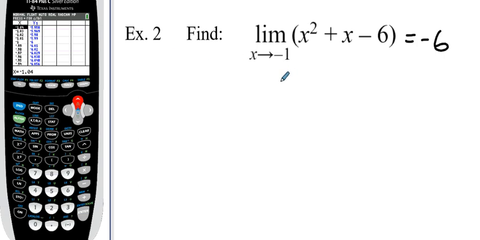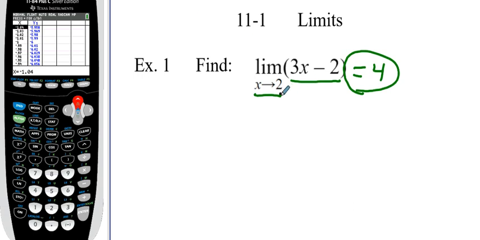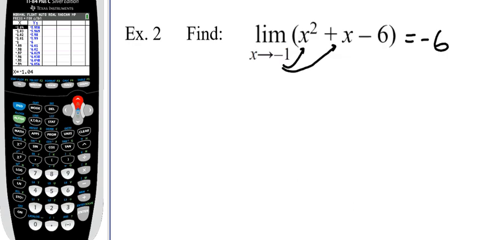Now, you might be saying to yourself, Mr. Ebert, this calculus stuff is easy, because if I would have just plugged -1 in here, I would have gotten -6. And on the previous example, if I would have just plugged 2 into here, I would have gotten 4. So what's this calculus all about anyways? Well, these first two examples are easier than anything you'll see in calculus, and you're 100% right. If you just plug those numbers in, you'd get your answer. But the vast majority of limits you see in calculus don't look like that.